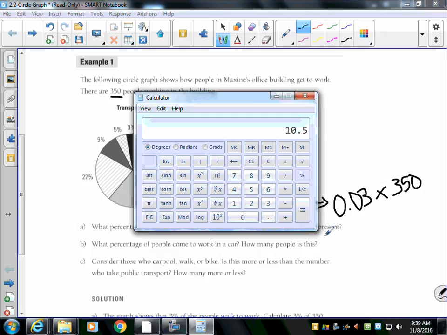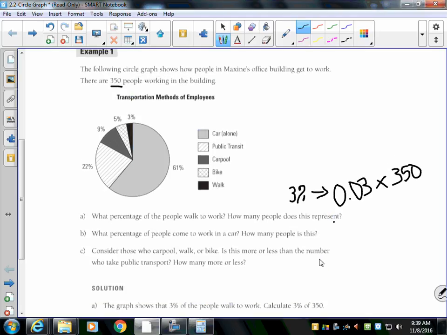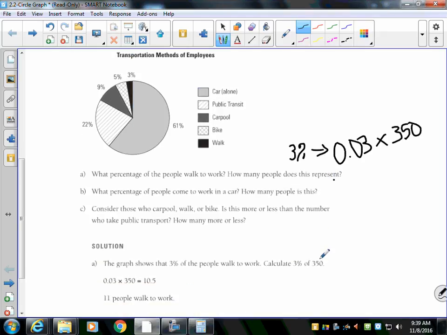So when it comes to this, we should potentially either round up or down. I prefer to round down, but your textbook seems to think that it's okay to round up. So we know definitely 10 people walk and potentially 11 people walk. So I might be okay if you go 10 to 11. Okay, so 10 to 11 people walk because that gets you 10.5.